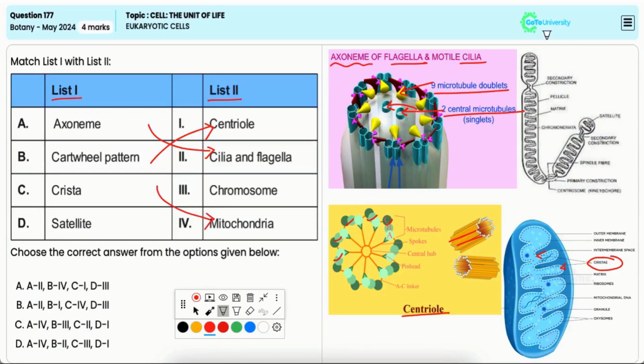And satellites are specific structures found in chromosomes. They are actually small chromosome segments which are separated from the main body of the chromosome by a secondary constriction, and are often associated with the nucleolus organizing region, that is NORs. Thus, D matches with 3. Hence, the correct answer is option B.